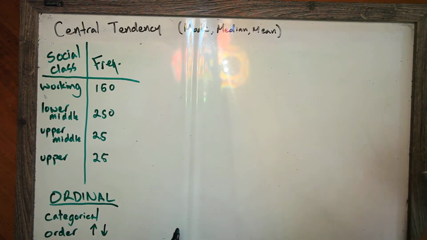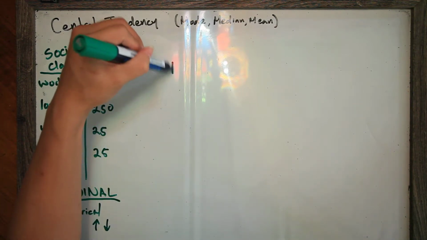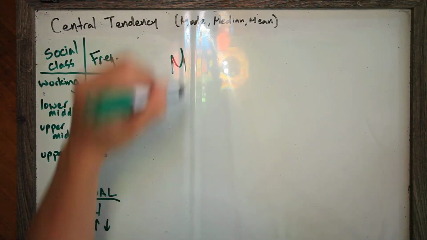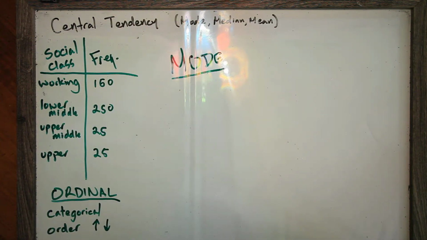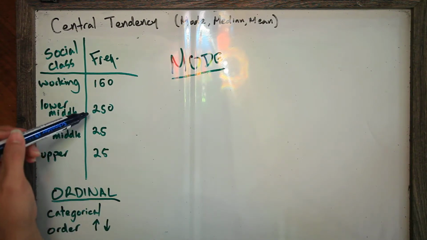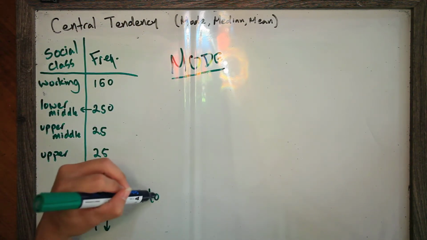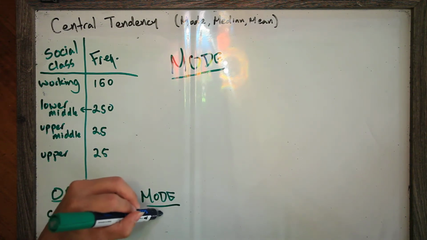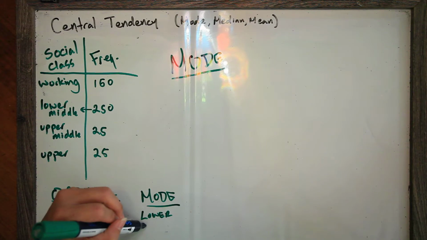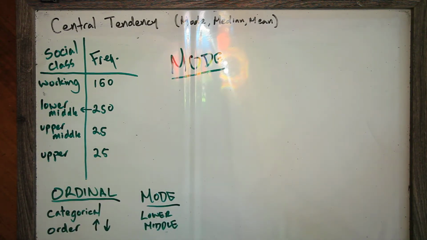Okay, so with that frequency table, we want to find the mode. Finding the mode is easy. You just look for the frequency that happens the most and then find its category, which is lower middle. I'm going to write it down here. So the mode for this data is lower middle. We have more lower middle class people in this data set than any other type of person.